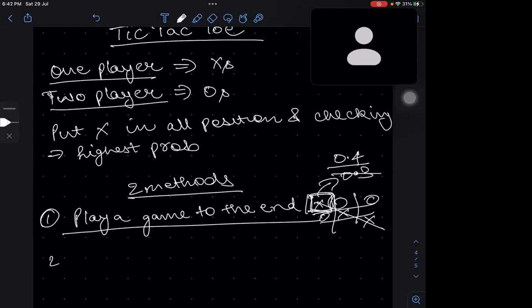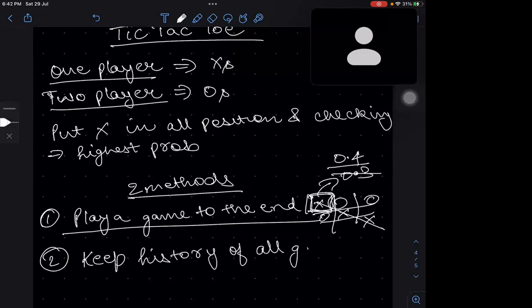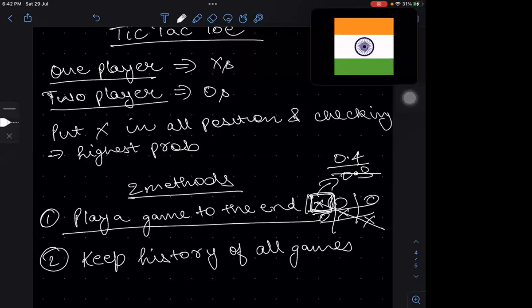The other alternative is that I'll play multiple games and keep the history of all the games. Whichever games I win, I'll update the probability of winning for the states I went through. State means the particular position here. Got the concept? Yes, ma'am. Any doubts?